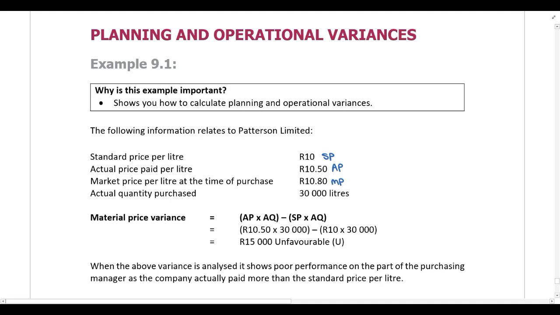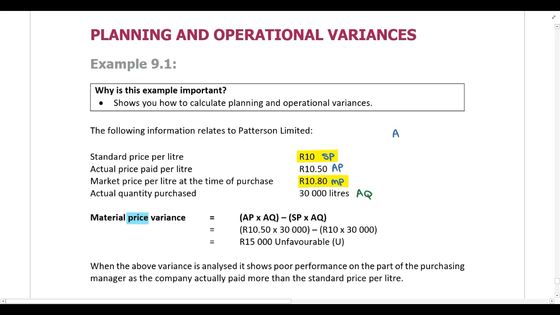Now the problem that we can see in this example is the standards are outdated. When the standards were set, the price was 10 Rand per litre, and the current market price per litre is now 10 Rand 80. So the standards are outdated. We are then also given the actual quantity purchased, so that's our actual quantity. So first we are going to calculate the material price variance. So how do we calculate the price variance?